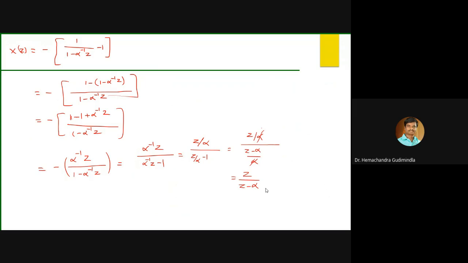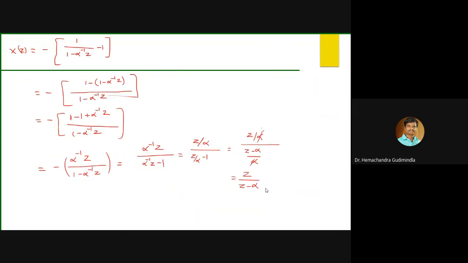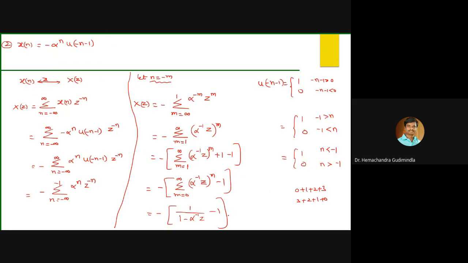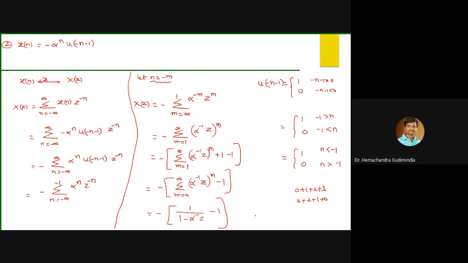But what is the difference? The difference is ROC. What is the ROC here? We need to write the ROC as alpha inverse Z less than 1. So here I will write alpha inverse Z, it should be less than 1.